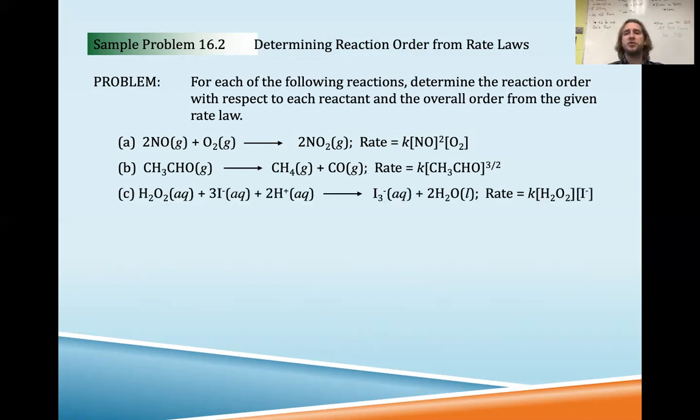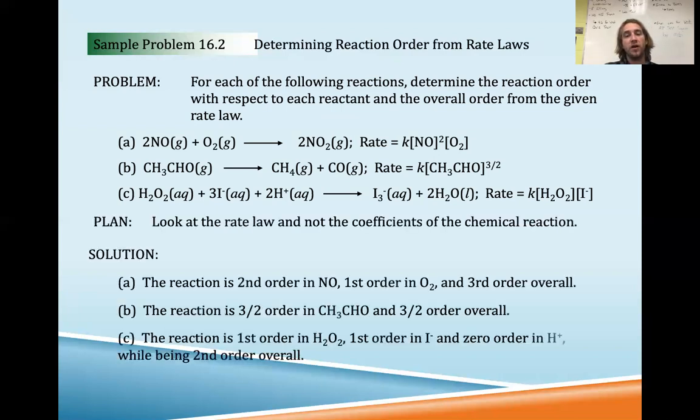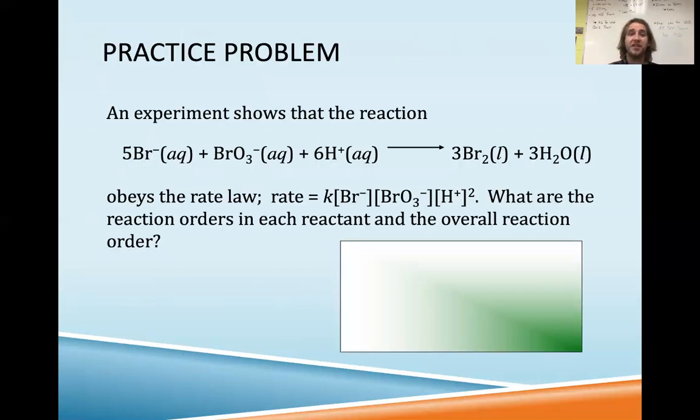We've got H2O2 times I minus. Oh, this one was actually the catalyzed reaction that we saw in the elephant toothpaste. We say it's first order with respect to hydrogen peroxide and first order with respect to the iodide ions. And so we got the exponents. It is second order overall. Second order overall. Cool.